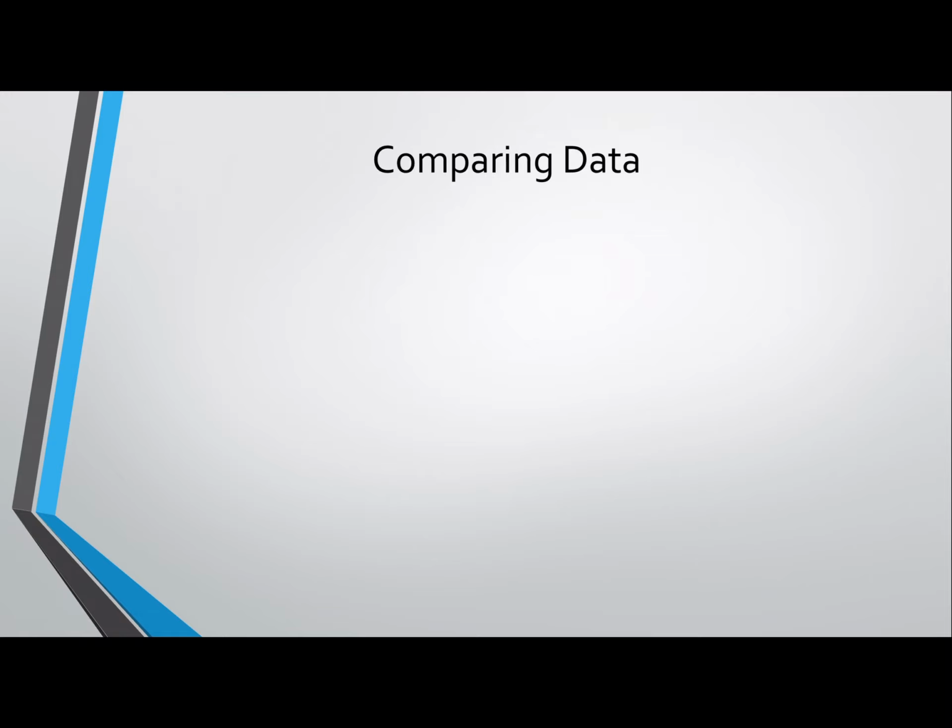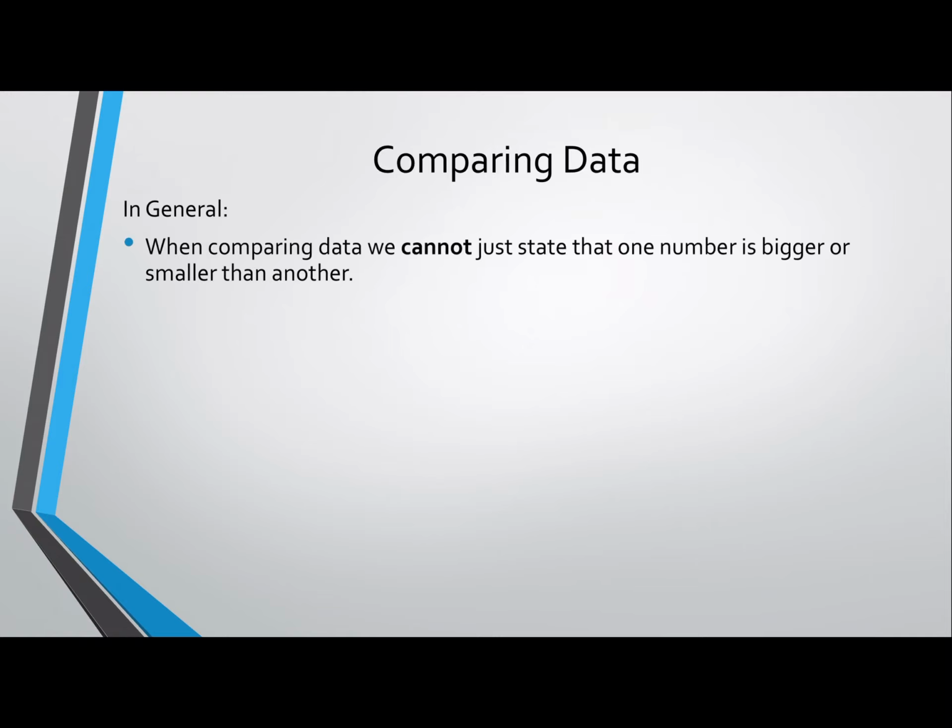Statistics is all about comparison between different things. So, in general, when we're comparing data, we cannot just state that one number is bigger or smaller than the other. So we can't just say, for this information, the mean is bigger. That's not enough information. We need to be more specific in what we're doing. So what we actually need to do is use the context of the question to make sure that we're comparing our data properly.